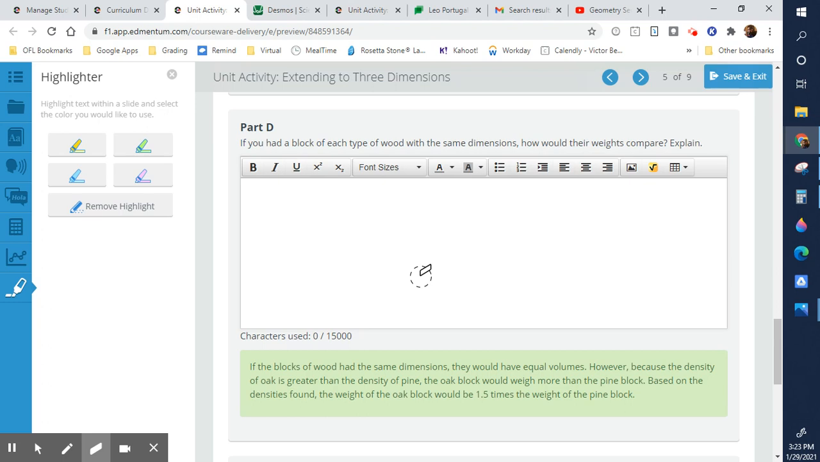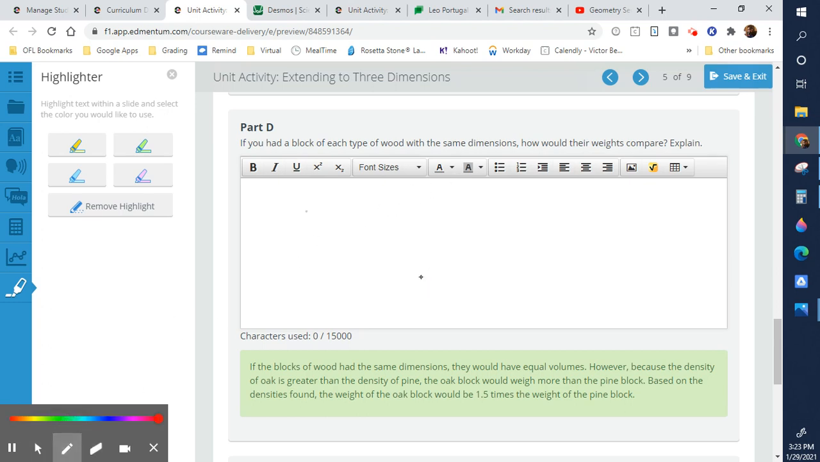Which one has the higher density? You're going to say, since one has the higher density, if the log and the board were the same shape, whichever one has the higher density would be heavier.